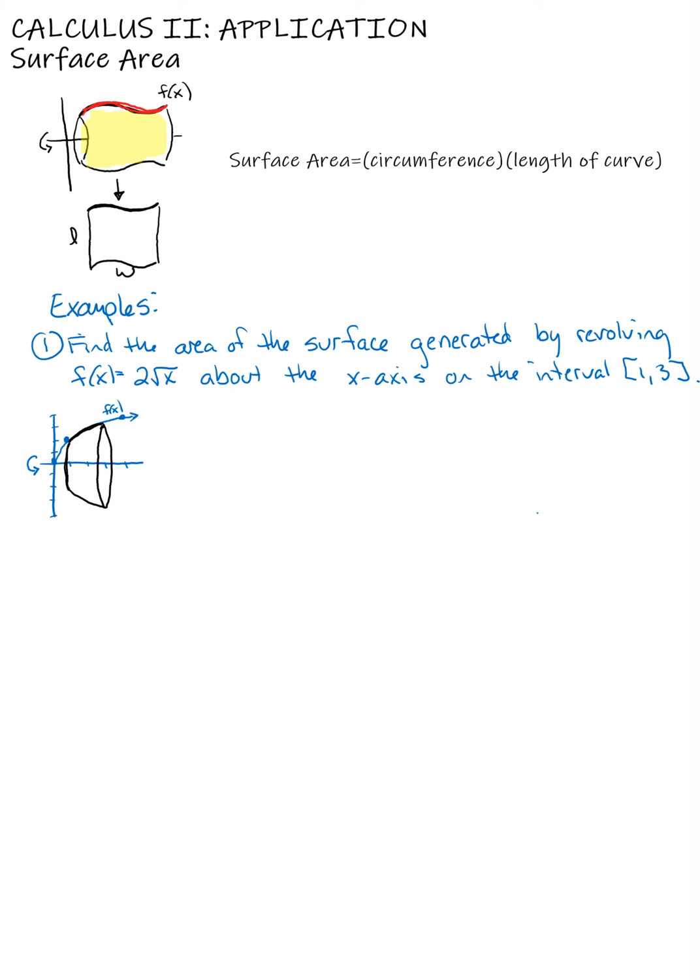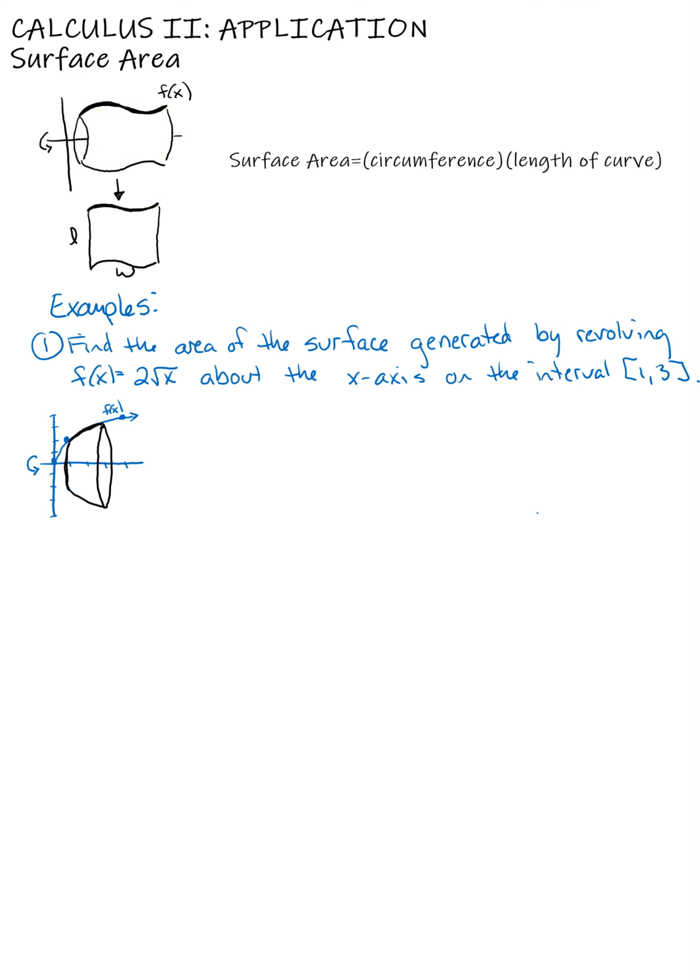Now, if we were to cut along that red line along the top and unroll it, we get something that looks sort of like this rectangle down below. And what we need to do here is find the area of this rectangle-like thing. That's the surface area of our original three-dimensional object. So that's all we need to do. Find the area of this rectangle-like object.